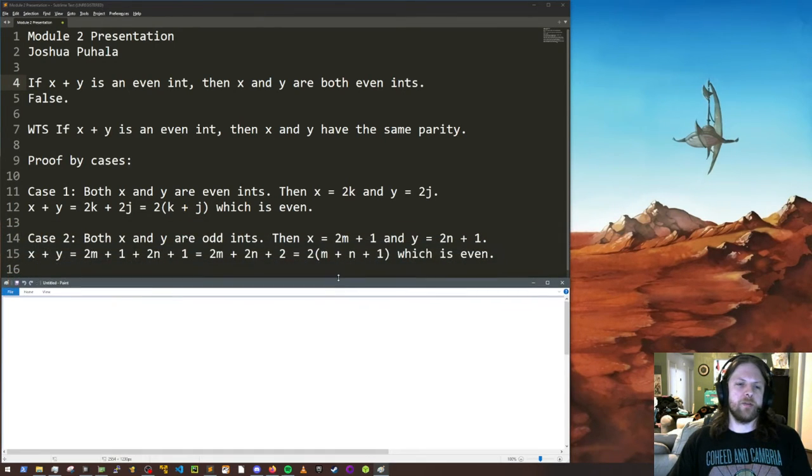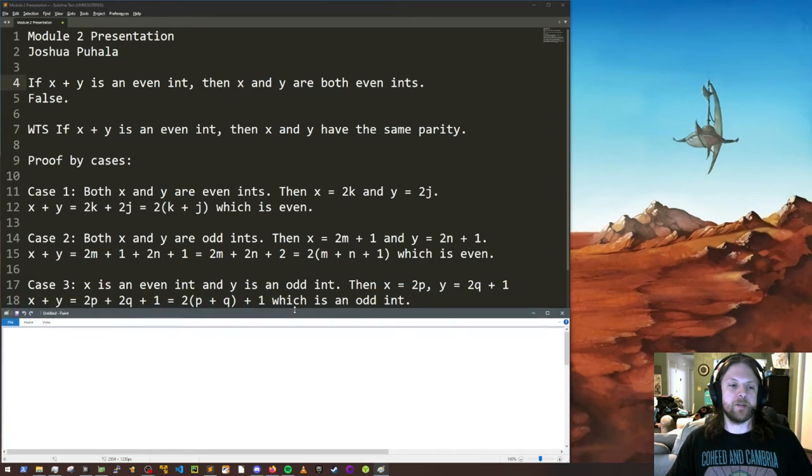Let's go on to case 2, which is both x and y are odd integers. So we'll set x equal to 2m plus 1 and y equal to 2n plus 1. Algebraically, that works out to 2m plus 1 plus 2n plus 1, which is 2m plus 2n plus 2. Again, you can factor out the 2, and m and n both being integers means that what's inside the parentheses here is also an integer. 2 times an integer is an even integer.